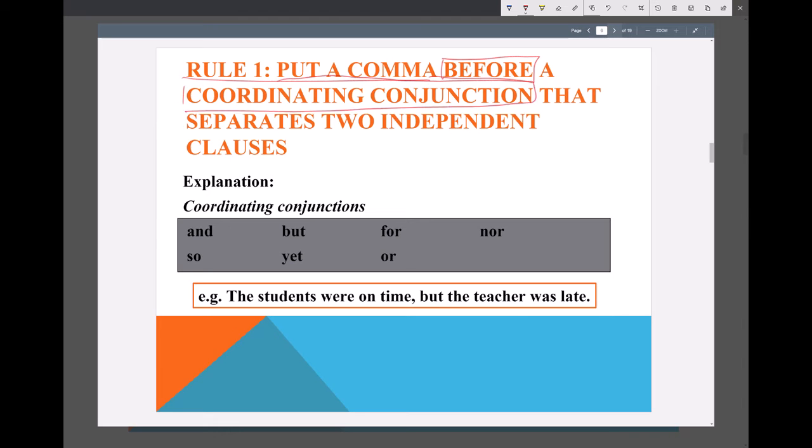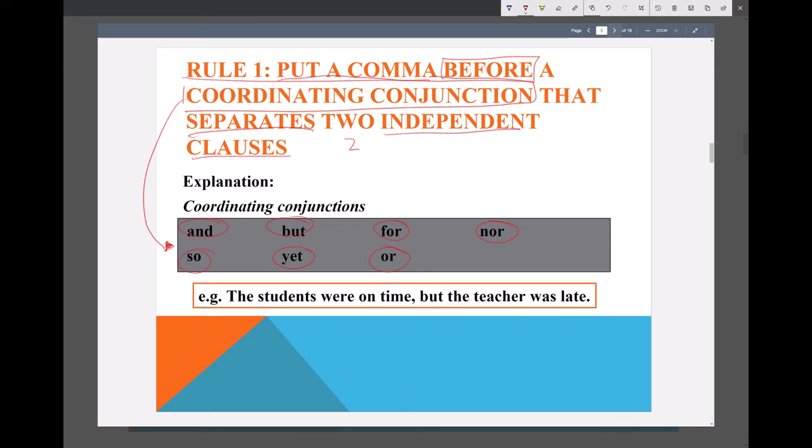So the coordinating conjunctions are right here, and these are the words you want to look for. And, but, for, nor, so, yet, and or. And what do these conjunctions do? These conjunctions separate two independent clauses.